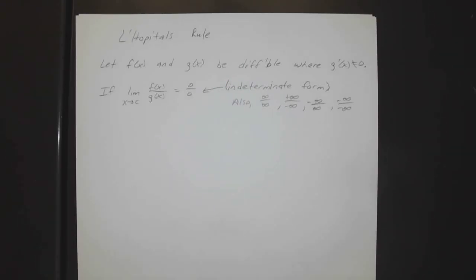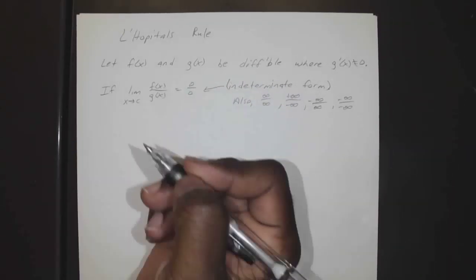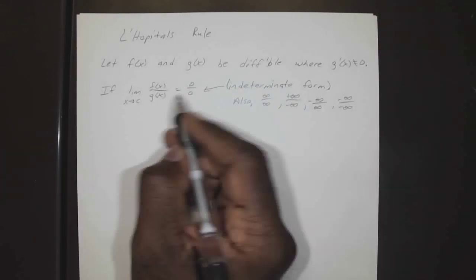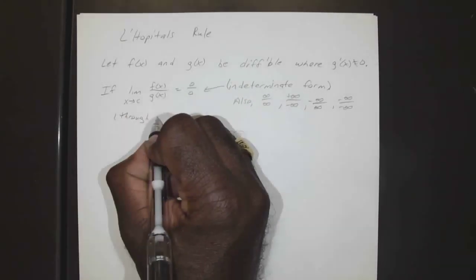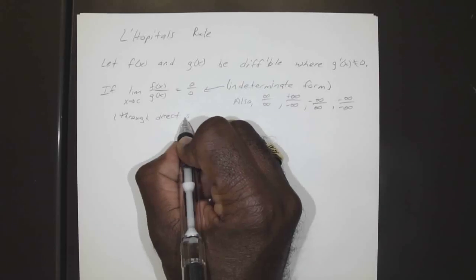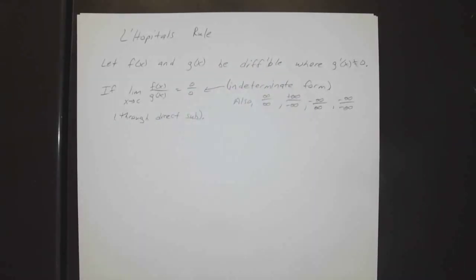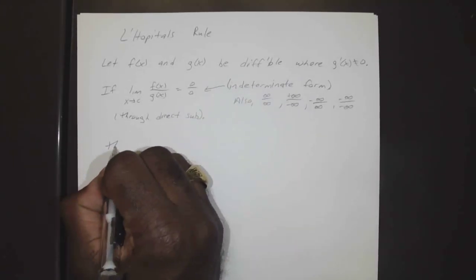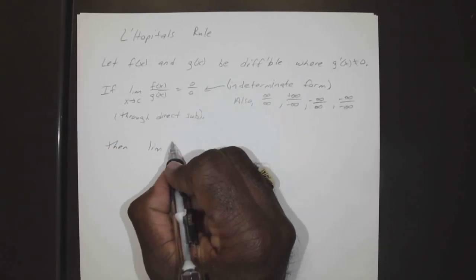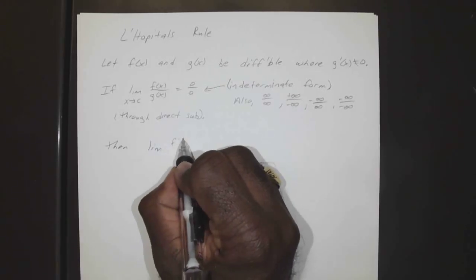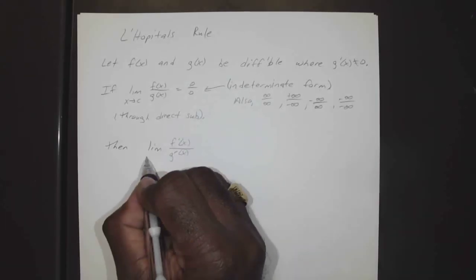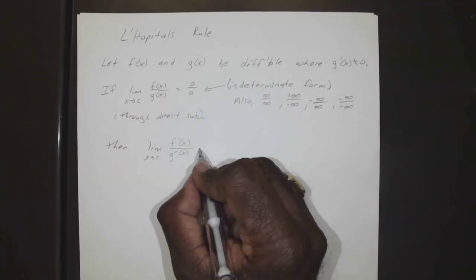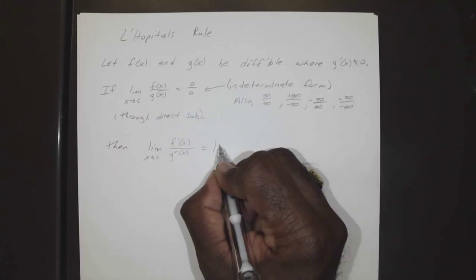Okay, so if you end up with one of those indeterminate forms through direct substitution, then you can actually just get the derivative of your numerator and your denominator, and that will give you the same as your limit of just your functions.